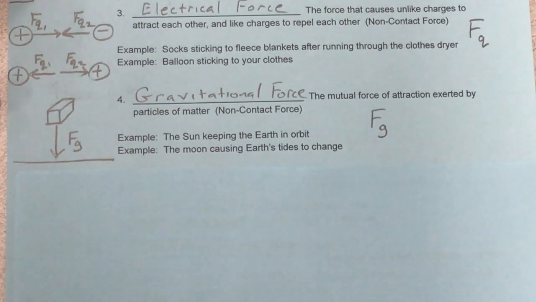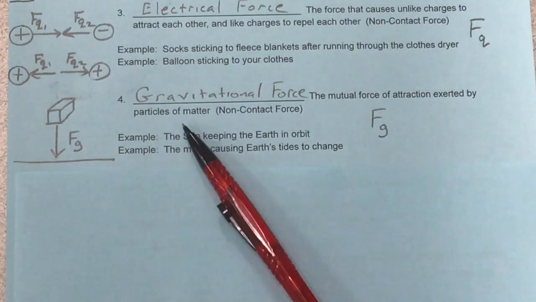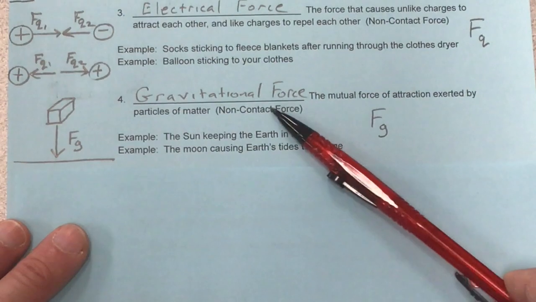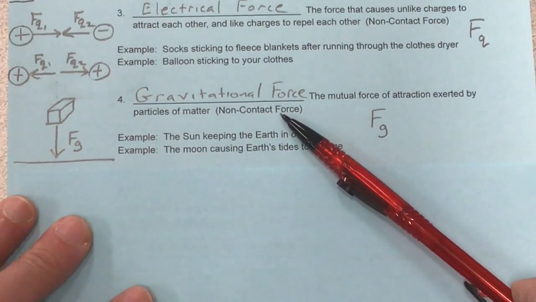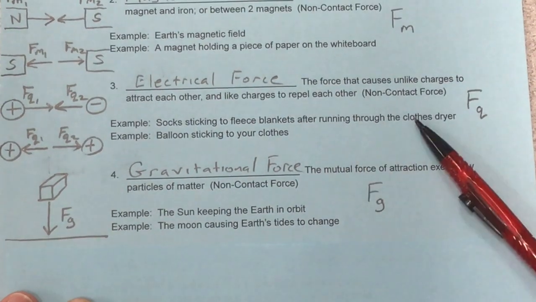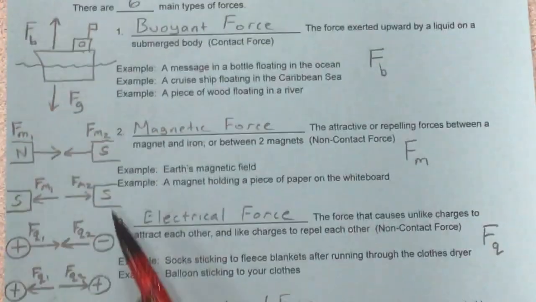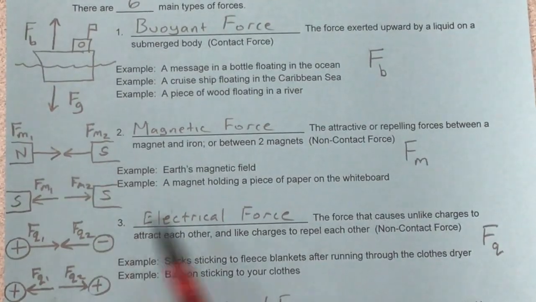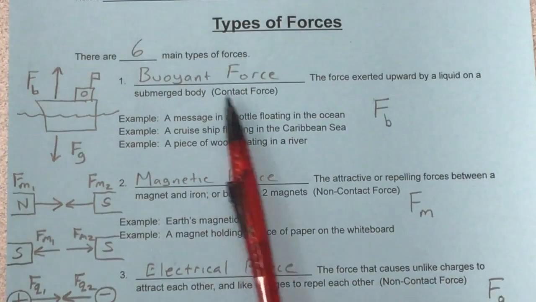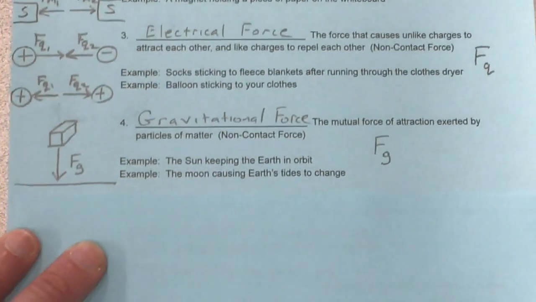Next force is gravitational force, the force of attraction exerted between different particles of matter. And as you look in here, this gravitational force is a non-contact force. Electrical force is a non-contact force. These two items are not touching each other. Magnets, they are not touching each other. You can feel the force between them without them touching each other. Whereas the buoyant force is a contact force. The water and the boat are touching each other.